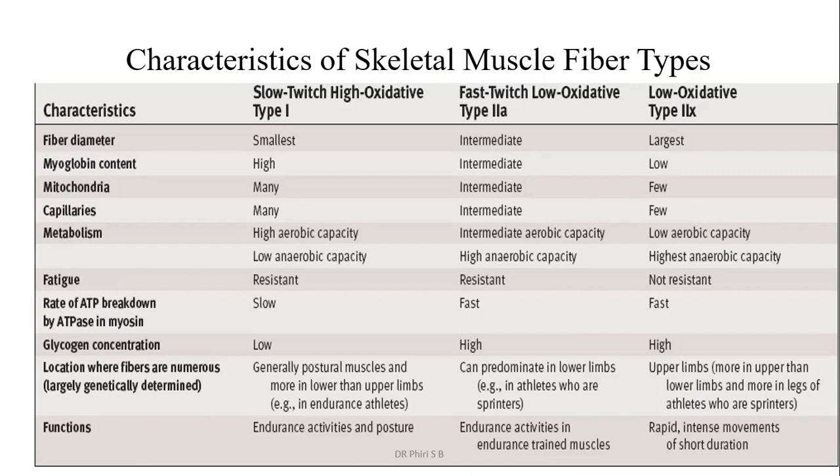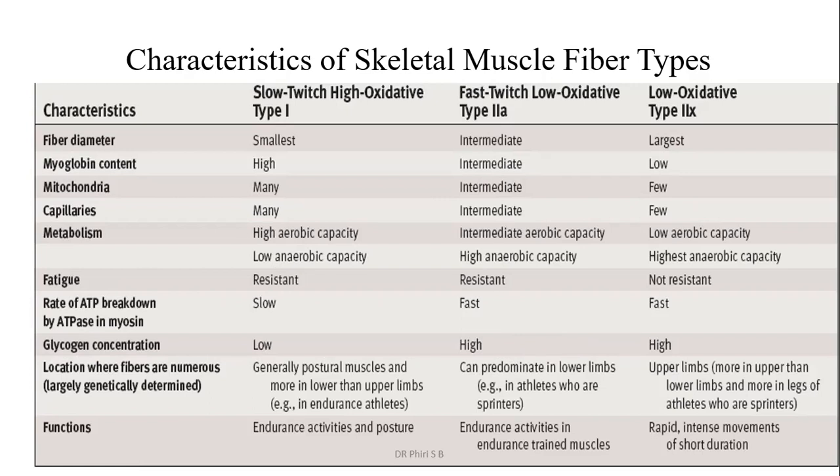Then the glycogen concentration in type 1, you don't need a lot of glycolysis. So you have low glycogen concentration. Then the fast twitch, you have a high concentration of glycogen because they're depending on the glycogen-lactic acid system. So you need to break down glycogen to glucose, then undergo glycolysis to produce ATP. That doesn't require oxygen. So those are anaerobic processes. That's why they are very high on anaerobic capacity.